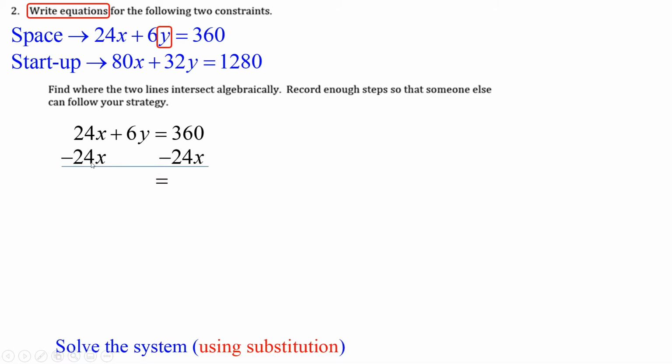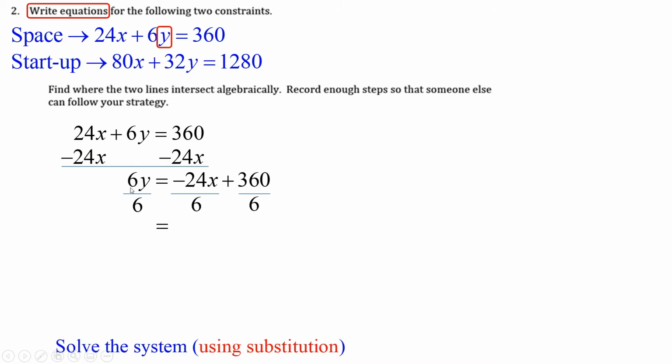24x minus 24x is gone, leaving the 6y's. And on the right, we cannot combine those. Those are not like terms. I'm going to put the x term first. I'm going to say negative 24x plus 360. And now you have to undo multiplication by 6 by dividing both sides by 6. So let's just divide every term by 6, because it looks to me like 6 will go into all of those numbers. All right, and bring down our equals.